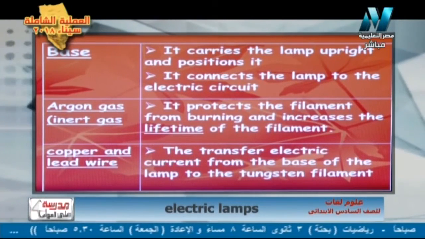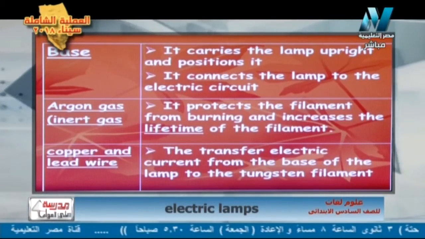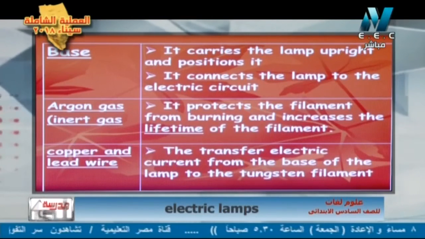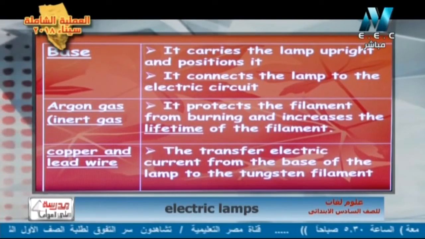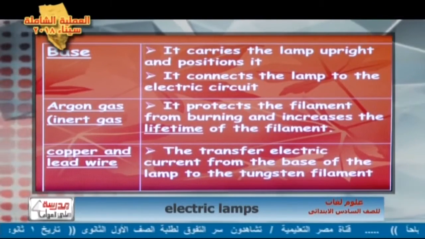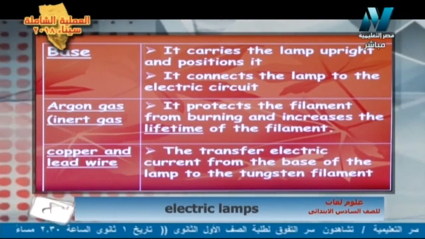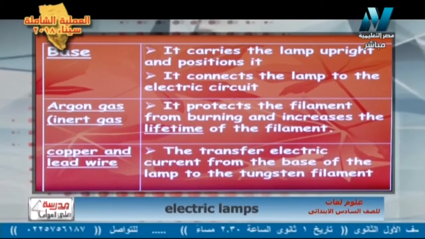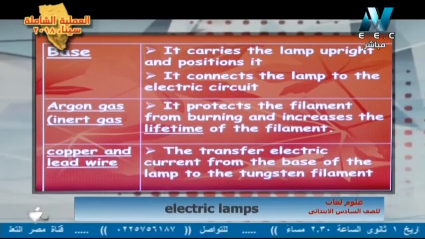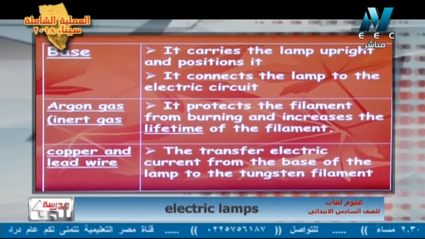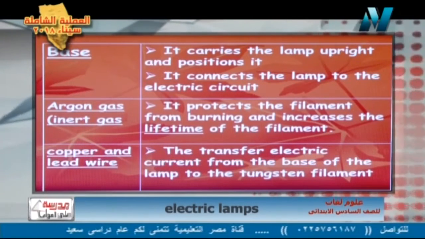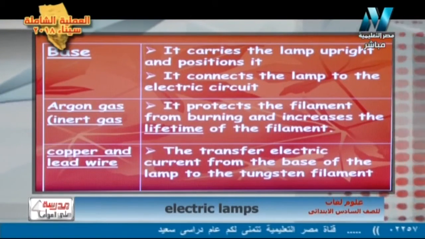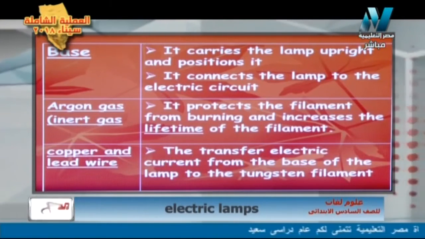Another structure of the electric lamp, the argon gas, غاز الأرجون or the inert gas. It has a very important function, only one function, but it's a very important function at the same time. It protects the filament from burning. بيحمي الفيلامنت من burning الاشتعال. And also it increases the lifetime of the lamp. Again, it increases the lifetime of the filament and also the lamp.